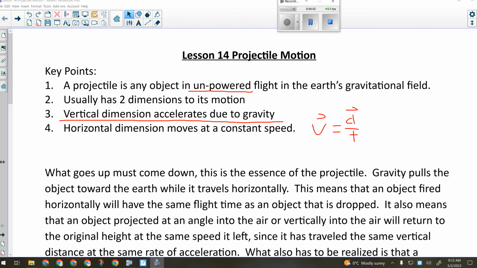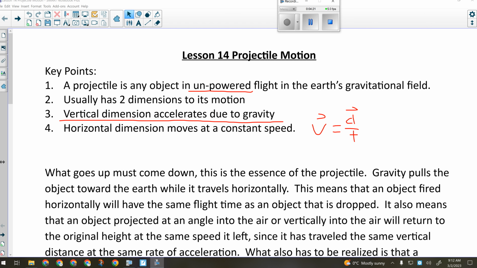Okay. The other dimension to the motion is horizontal. When you throw something, it does move horizontally, but then arcs down to the ground. Everything arcs down to the ground. Okay? It is impossible to throw something perfectly horizontal, okay?